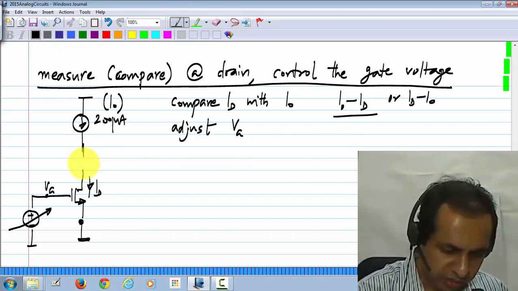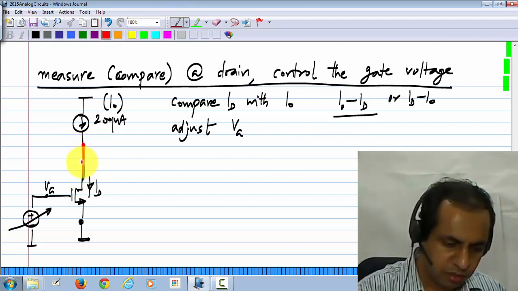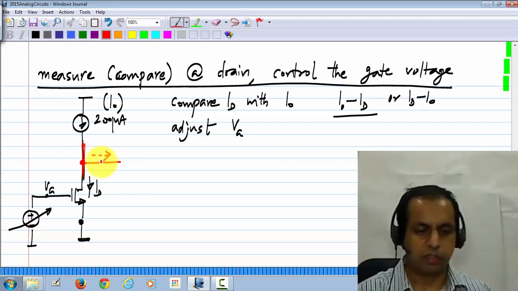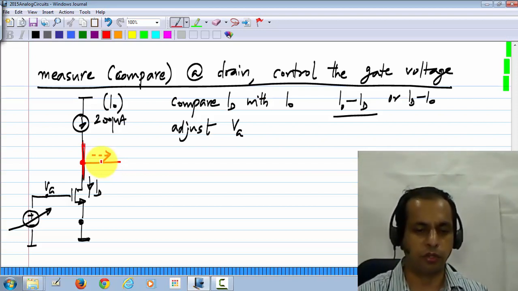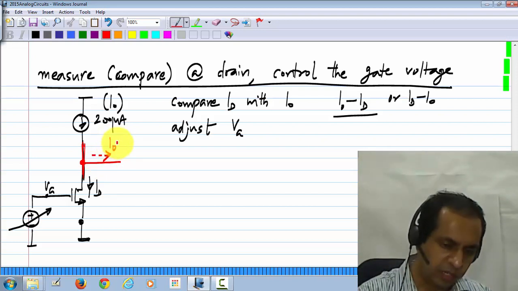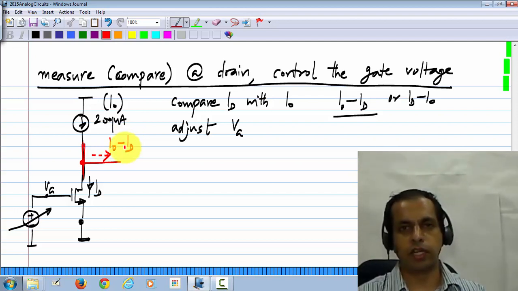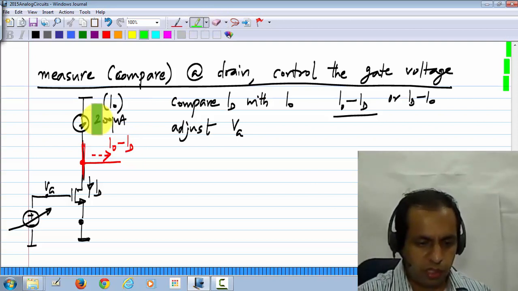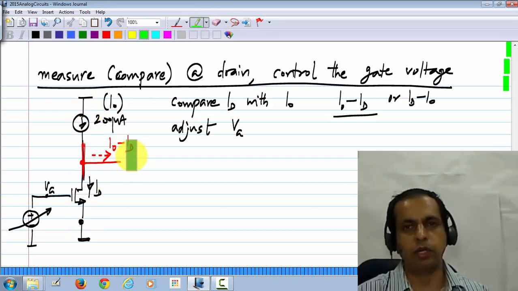So if I connect these two together, let me show it like that. What tends to flow out of this node, I have not connected anything there yet, what tends to flow out of there is I naught minus ID. I hope this part is clear. This is just basic Kirchhoff's current law. So if I naught is flowing in this wire and if ID is flowing there, what goes out has to be equal to I naught minus ID.